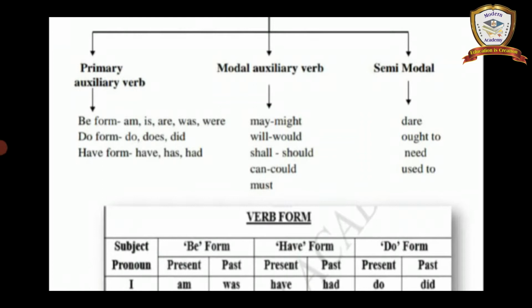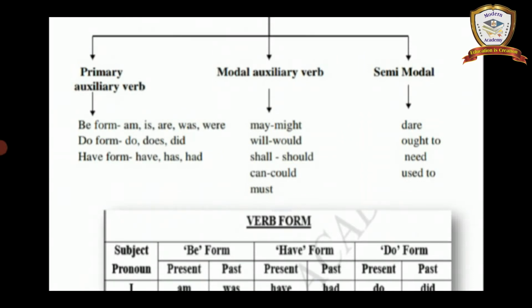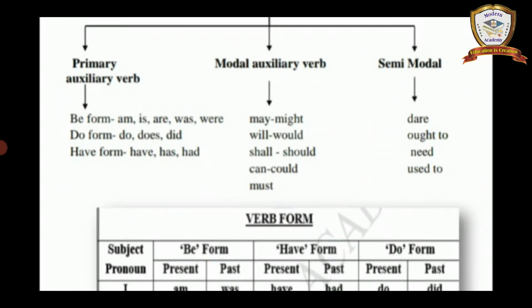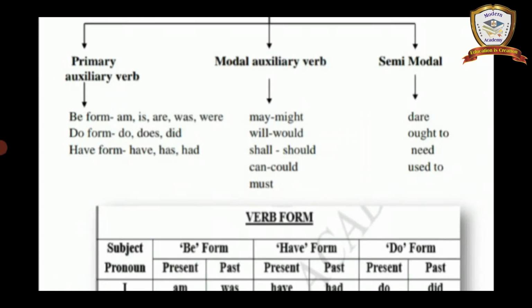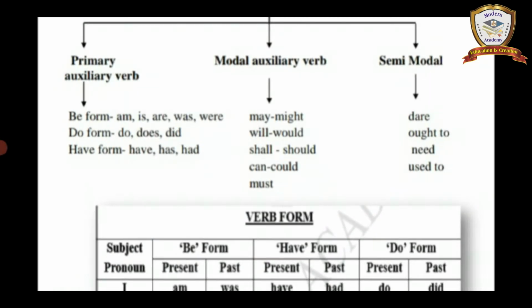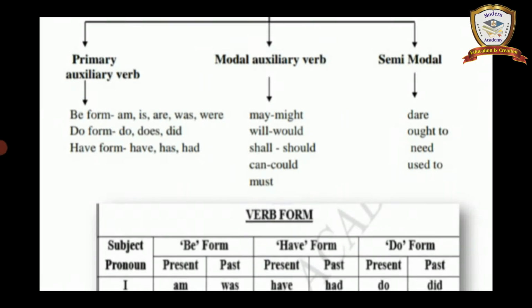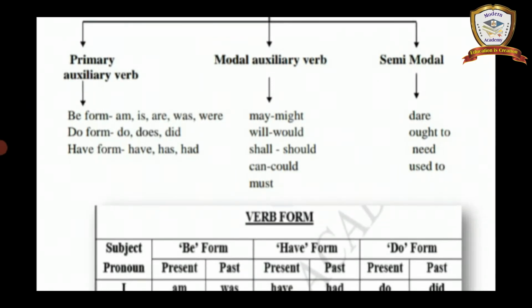So next one, modal auxiliary verb. Modal auxiliary means may, might, will, would, shall, should, can, could, must. So these are called modal auxiliary verbs. Auxiliary will not come individually. It will come near the action word. Actually we can use may go and shall go. So if you use a modal auxiliary, surely the action word should be there.